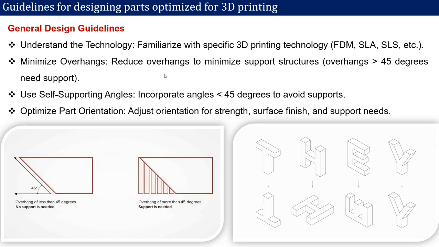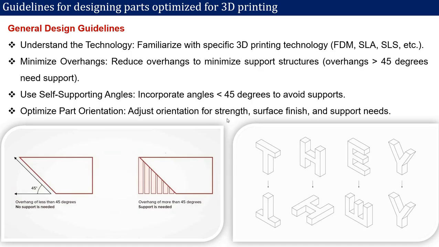Then minimize overhangs, reduce the overhang to minimize the support structure. When your 3D model has an overhang greater than 45 degrees, we require supports. This extra material is required to support your model, and this takes your filament. So to save this filament or material, you have to check whether your model has an overhang less than 45 degrees. If it is greater than 45 degrees, then we require the supports. So incorporate angles less than 45 degrees to avoid the supports. Okay, so that is given here, 45 degree angles. The overhang should not be greater than 45 degrees. If it is less, we can avoid the support.